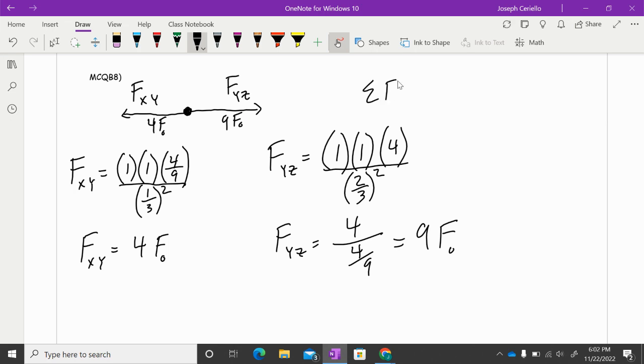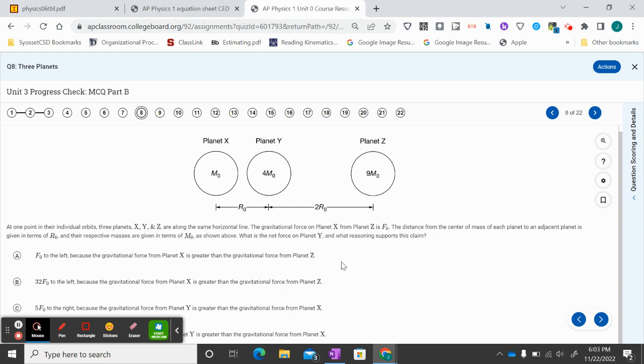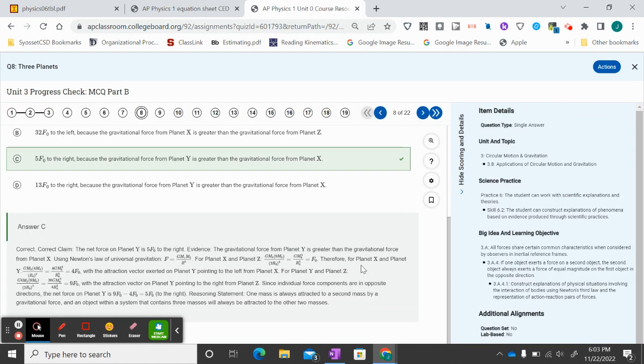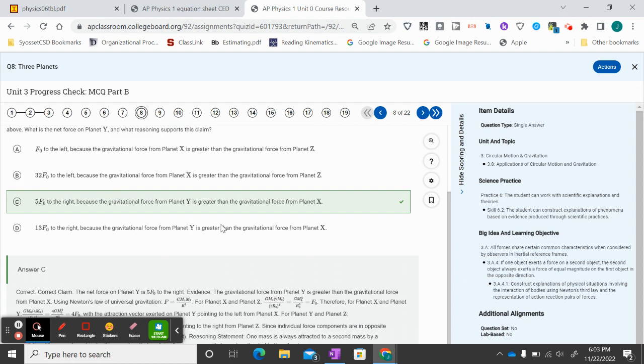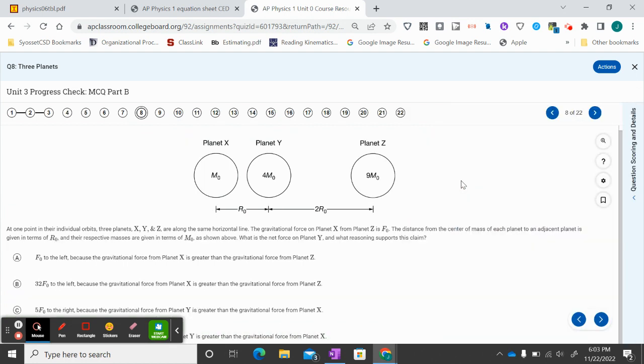So the sum of the forces is equal to 9 F naught plus negative 4 F naught, because it's going to the left. So it's 5 F naught to the right. There it is. This is a really tough question. Just make sure you go over it again. Try to do it on your own from scratch. This is as hard as it could possibly get for this sort of question.